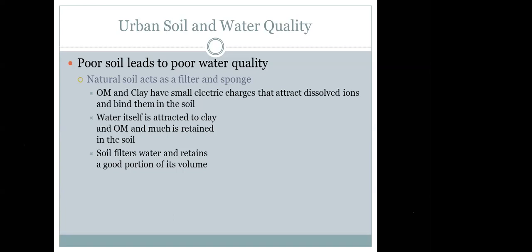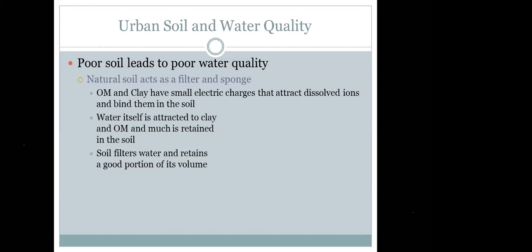This is great because it keeps those essential nutrients within the soil, and it also keeps those essential nutrients and other materials out of our waterways. Water itself is attracted to the surface of clay and organic humus. So much of the water is retained in the soil. This is very important too, because especially on a dry streak like we're having right now, we want a lot of water to stay in that soil so that our plants don't wilt.